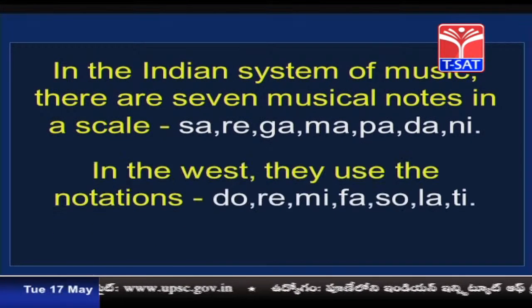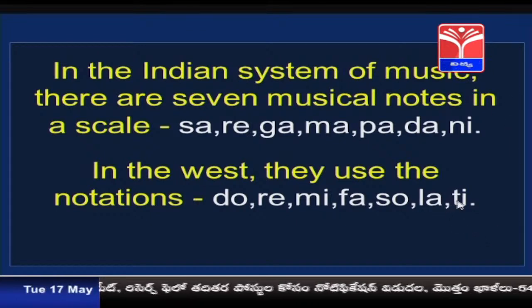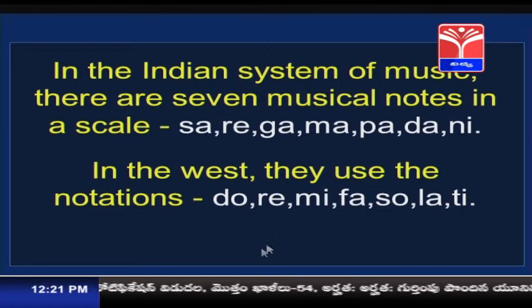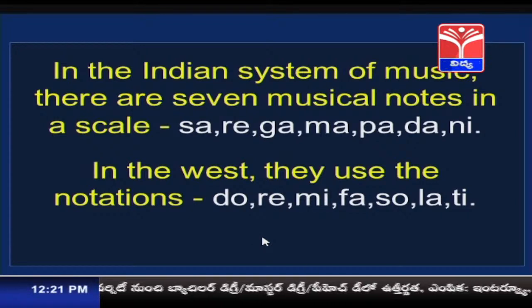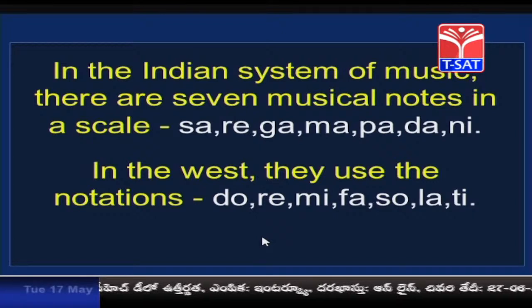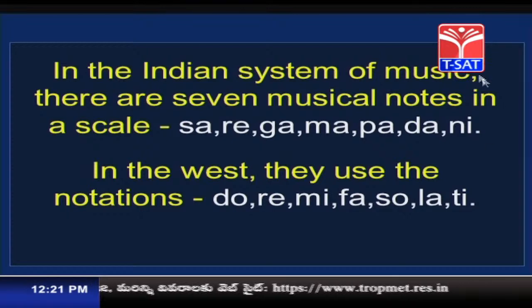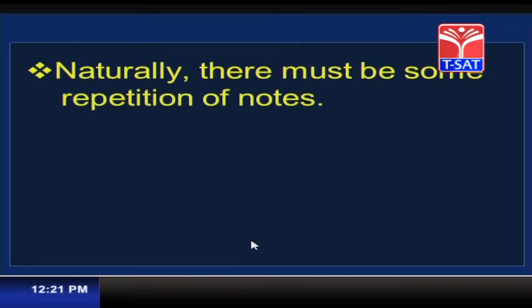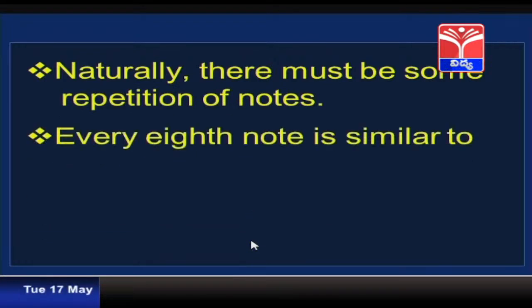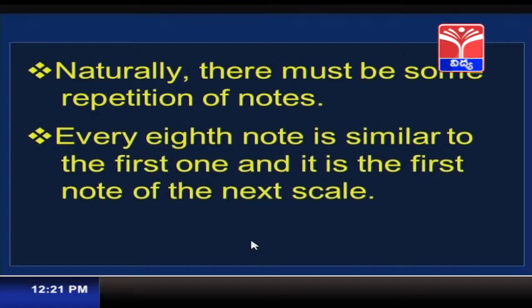In the West, we use the notation Do, Re, Mi, Fa, Sol, La, Ti. Here also this Do will repeat after the 7th sound, again Do will come. Therefore, in Newlands' law of octaves, we find a relationship with our traditional music system. In the same way, every 8th element has the same properties. Here in the music system also these notes are repeating. Naturally, there must be some repetition of notes. Every 8th note is similar to the first one and it is the first note of the next scale.